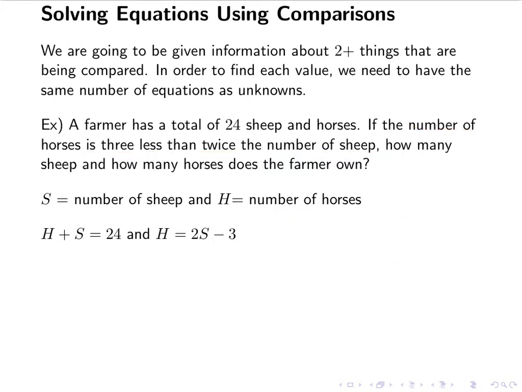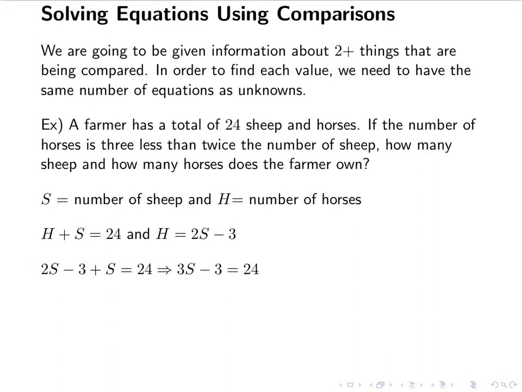The next thing I'm going to do is substitute this into H. So instead of H plus S equals 24, I'm going to get 2S minus 3 plus S equals 24. Okay, so here's my original S, and this whole thing is my H. Now I have one equation and one unknown, and I can solve for it.